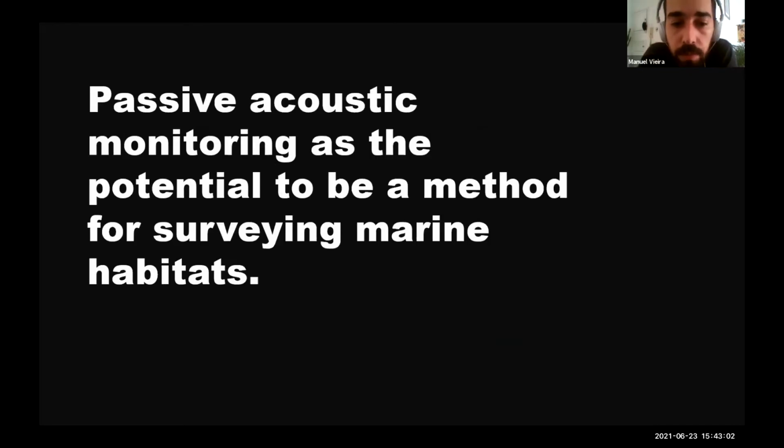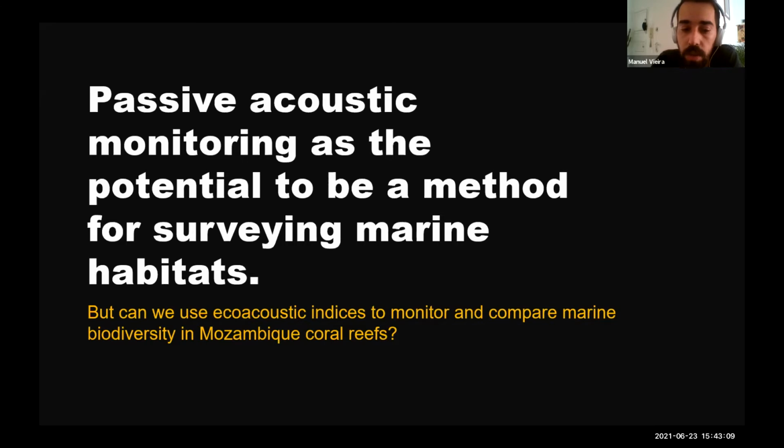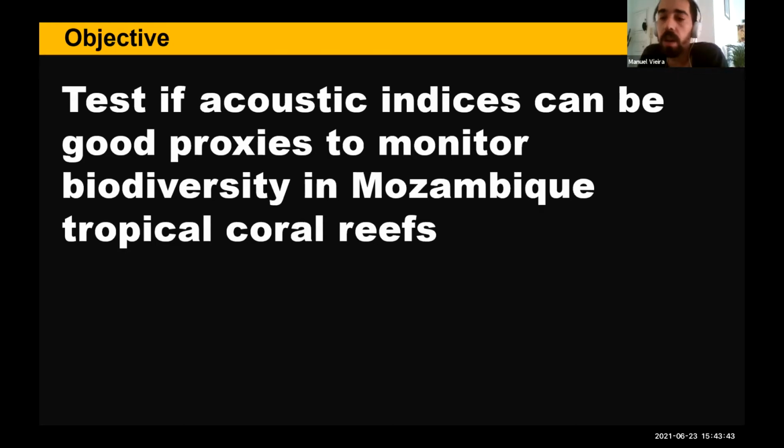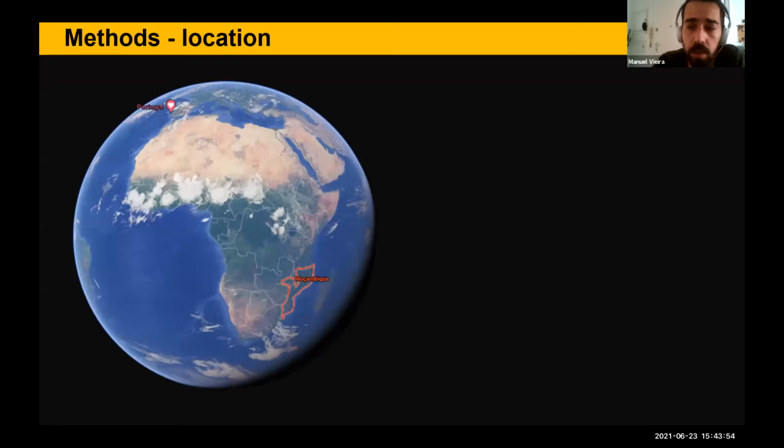Passive acoustic monitoring has the potential to be a great method for surveying marine habitats. And we really want to know if we can use ecoacoustic indices to monitor and compare marine biodiversity in Mozambique coral reefs. This is also quite important because most of these methods are easy to collect and to analyze, are not invasive, are low cost, and can usually be done day and night, or even over the long term. These are great advantages for countries like Portugal and Mozambique that don't have much financial support. So I'm presenting our preliminary work to see if ecoacoustic indices can really be a proxy for biodiversity in this case.